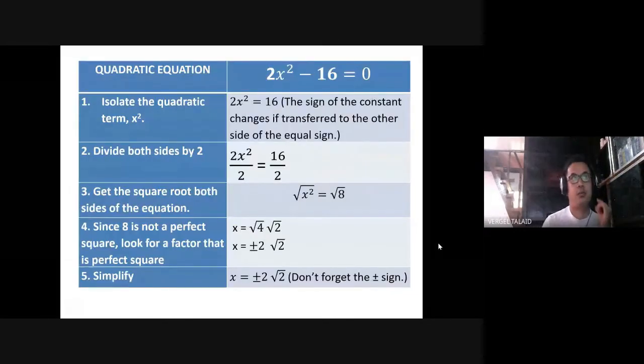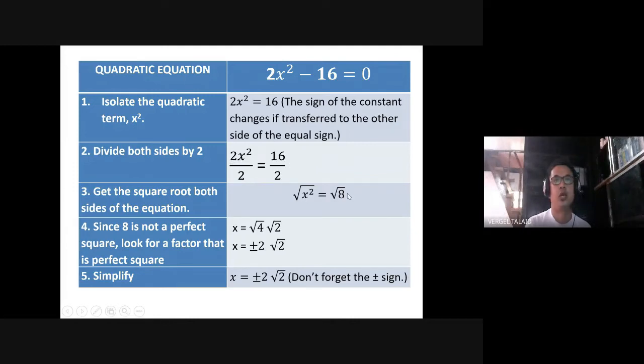Let's have another example of solving a quadratic equation by extracting square root. If we have 2x squared minus 16 is equal to 0, first thing first, you are going to isolate the quadratic term. Since negative 16 is written on the left side, you are going to transpose it to the right side. So that becomes 2x squared is equal to 16. You change the sign of negative 16 to positive 16. Then, since we have here 2 as the coefficient, you are going to divide by 2 first.